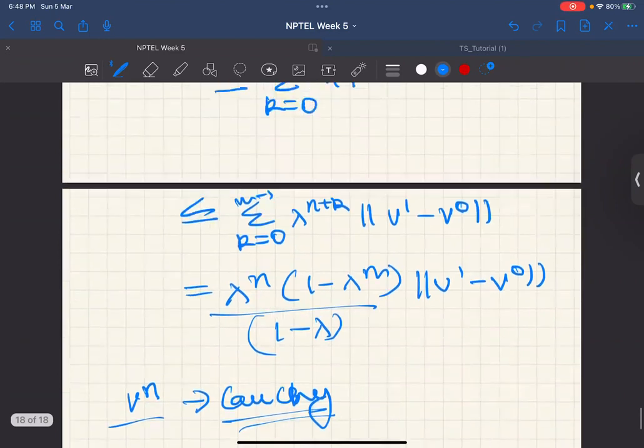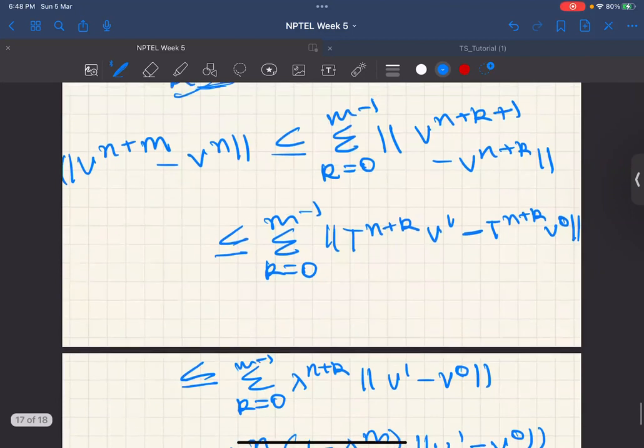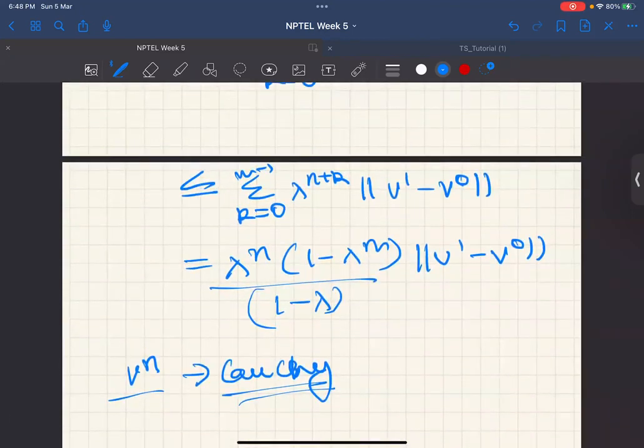Okay, I got it. You have multiplied 1 minus lambda in the denominator and numerator, and we are getting this thing because... Okay. Yes. Wait a second. Got it. Okay. Thank you. Let me figure out. Okay, 1 minus lambda.